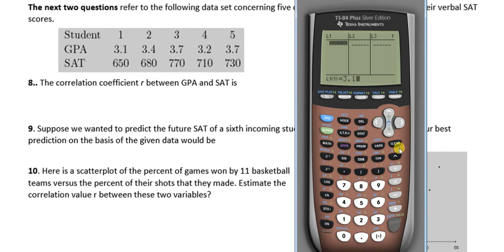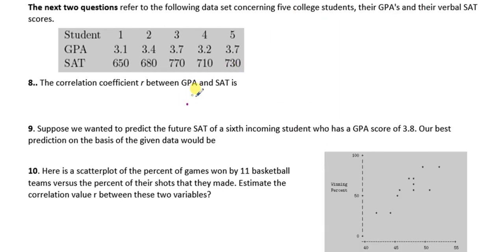And we got 3.1, 3.4, 3.7, 3.2. Some good grade point averages here. And 650, 680, 770, 710, and 730. And we want to find R. Stat, calculate, number 4. Enter, enter, enter, enter. R is 0.826. Once again, on the test, that's going to be a multiple choice. 0.826.